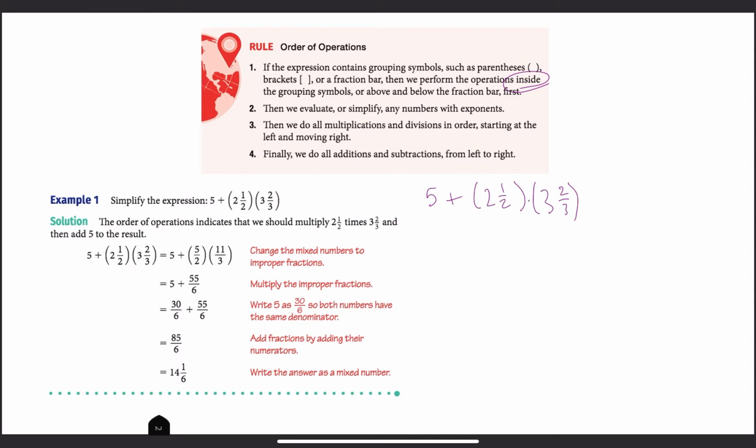We do have some multiplication right here, so we have to do that first. So it's going to be 5 plus. Now, how do we multiply mixed numbers? We have to change them into improper fractions. So 2 1/2: 2 times 2 is 4, plus 1 is 5, so 5 halves, times 3 2/3: 3 times 3 is 9, plus 2 is 11, so 11 thirds. 5 times 11 is 55. 2 times 3 is 6. So now we have that.